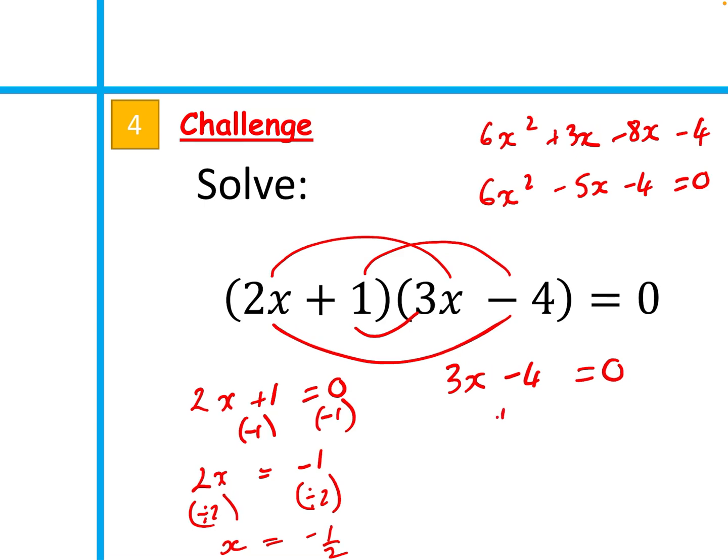For the one on the right, I want to add 4 to both sides, which gives me 3x equals 4. And then I need to divide by 3, which is going to give me x equals 4 over 3. This one I would definitely leave as a fraction. If you turned it into a decimal, you're going to get 1.3 recurring. It's just not such a nice answer. Leave it as a fraction, it's much more accurate.